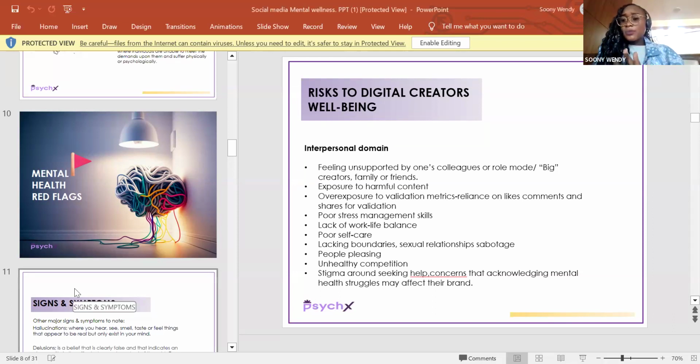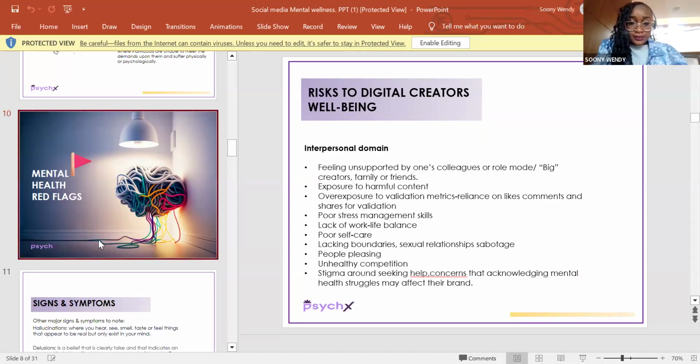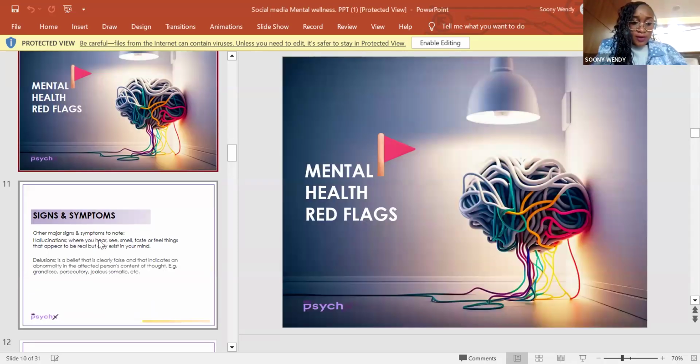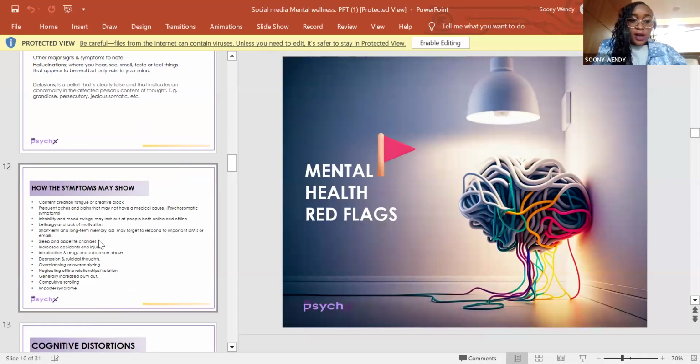So this is just to help you be able to know who needs more help, to even be able to evaluate yourself when it's getting too much, when you're not okay. And then you can also know when to seek more help. So I call them the mental health red flags. So we have some of the red flags and how some of the symptoms may show up for you as a digital creator.